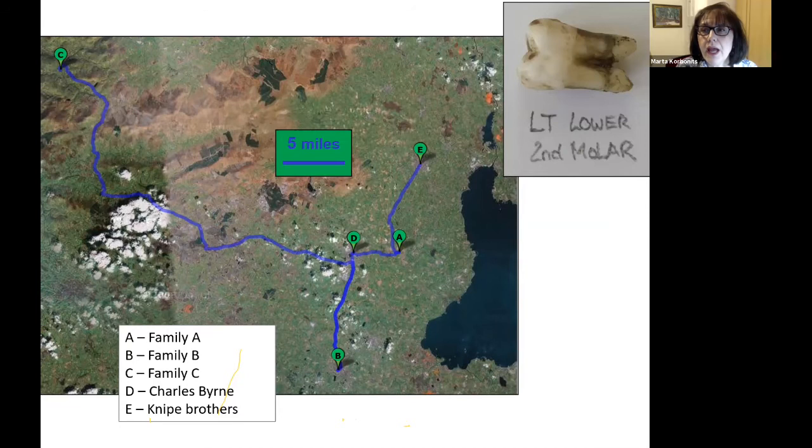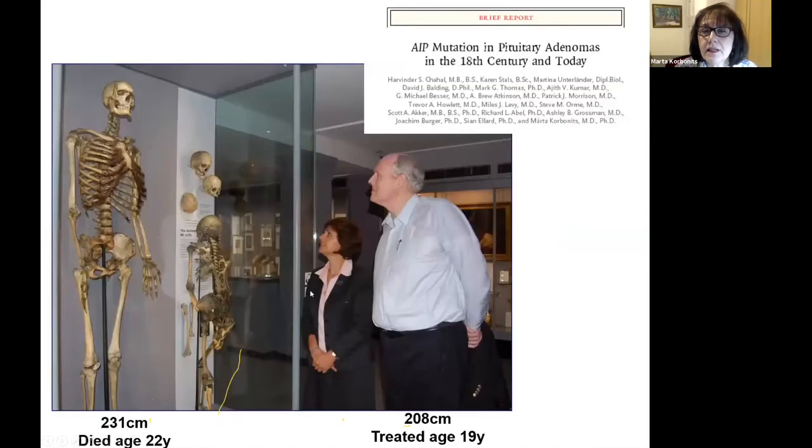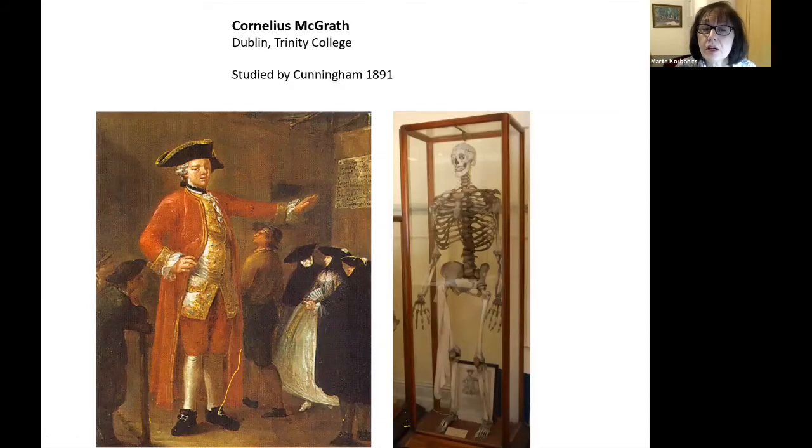from this tooth. And we found that the mutation we identified in this patient is exactly the same as what we found in the tooth which was removed from the giant skeleton. So this showed that these two patients are distant cousins of each other. But there are other giants as well.